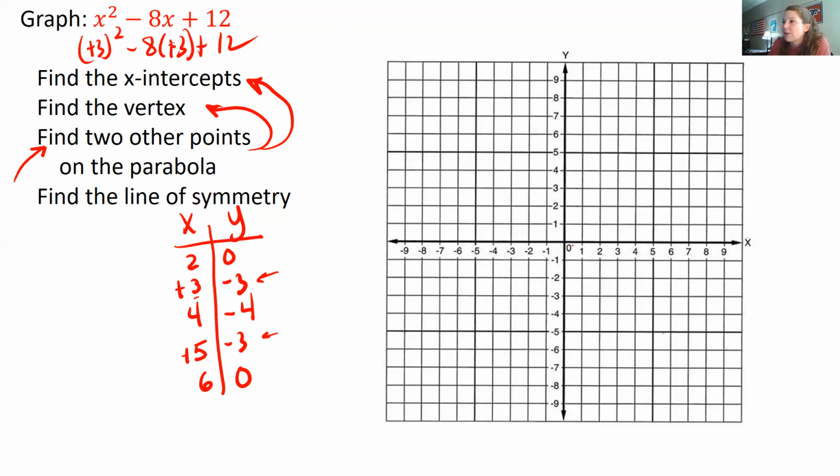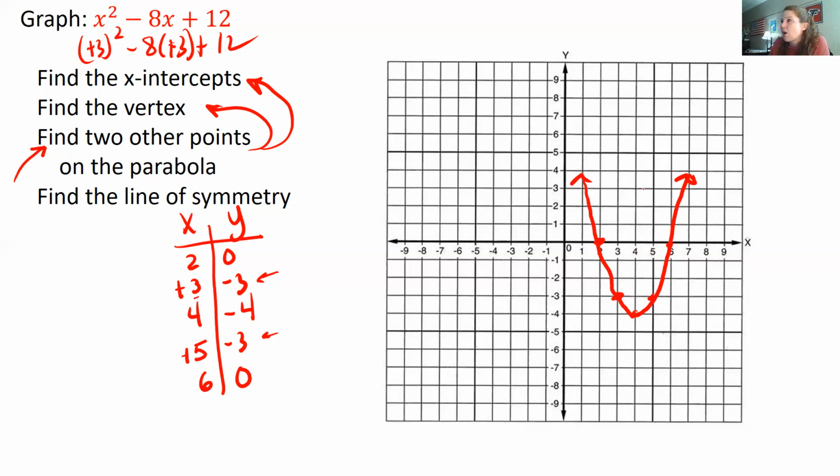All right, so let's graph all these points. So I have (2, 0). I have (3, -3). And I have (4, -4). And I have (5, -3), and I have (6, 0). So look what happens when I connect all these dots. I get a happy parabola, right? And I told you that these are very symmetrical. If I drew them perfectly and I bent it in the middle, they'd lay on top of each other.